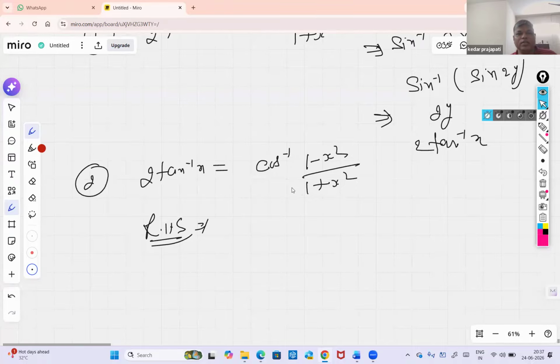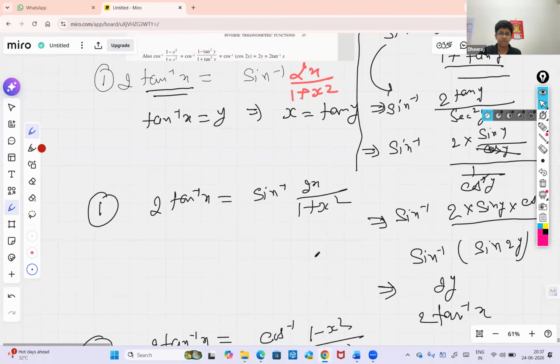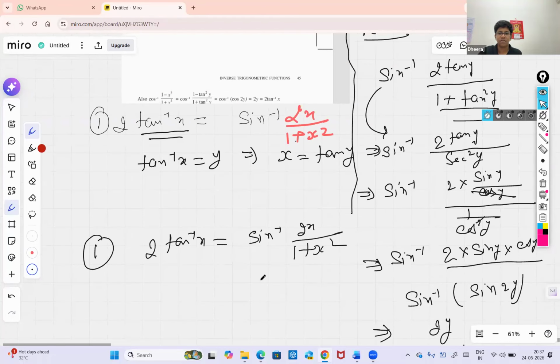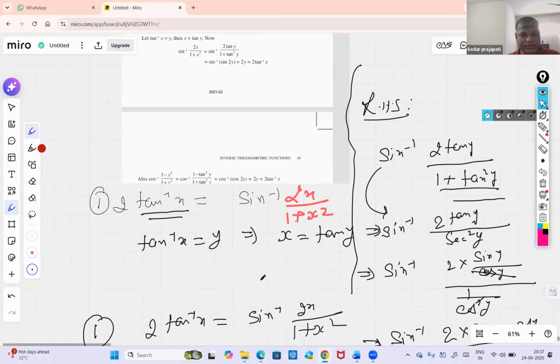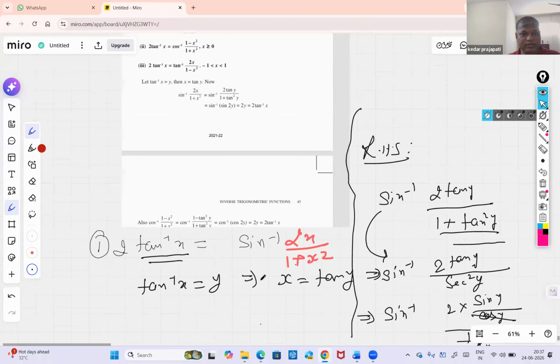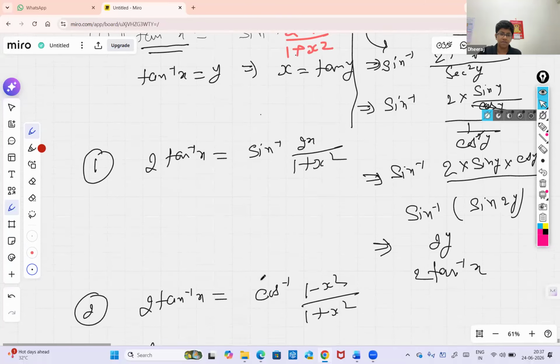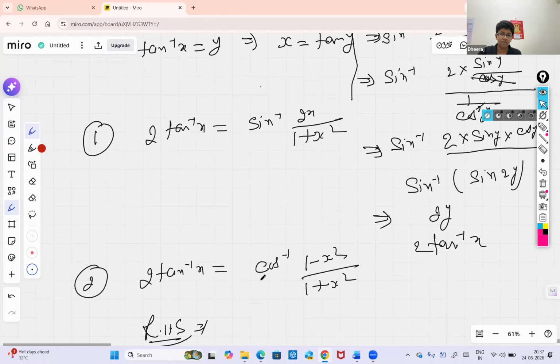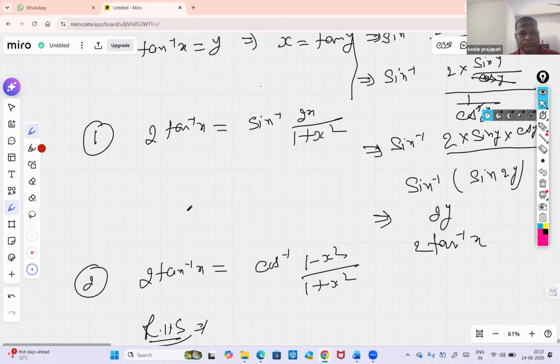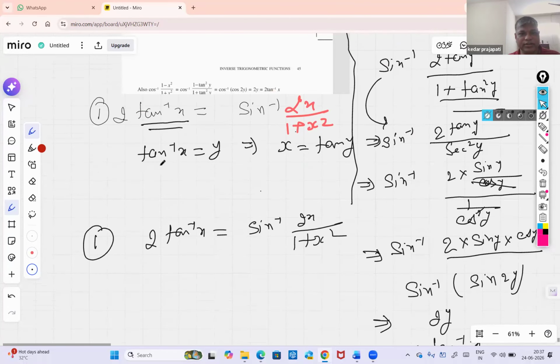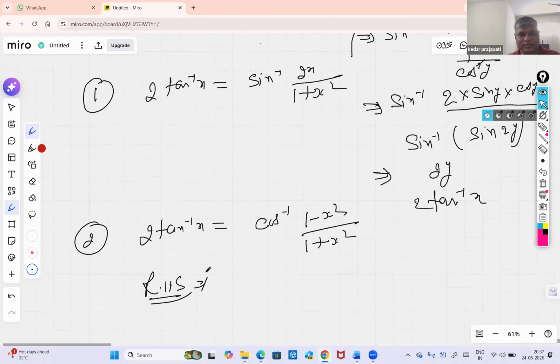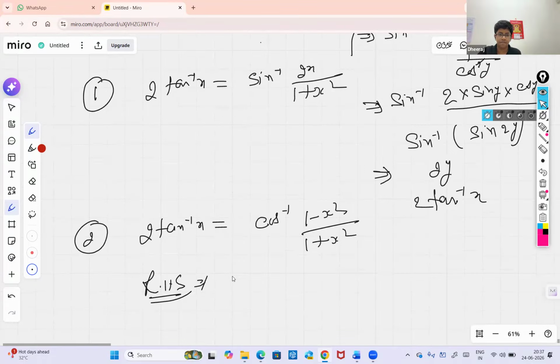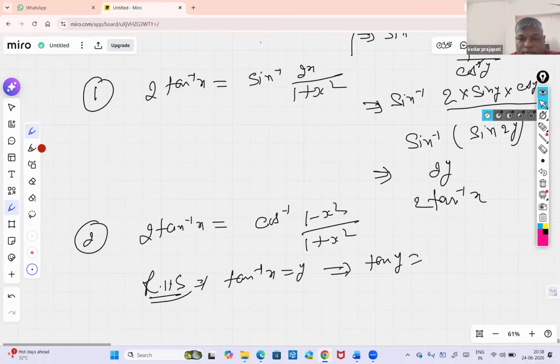RHS is this one. Now what will you take? The same thing. 1 minus tan square y. So what we will take? Tan inverse x equal to y we will take. So this will give tan y equal to x.